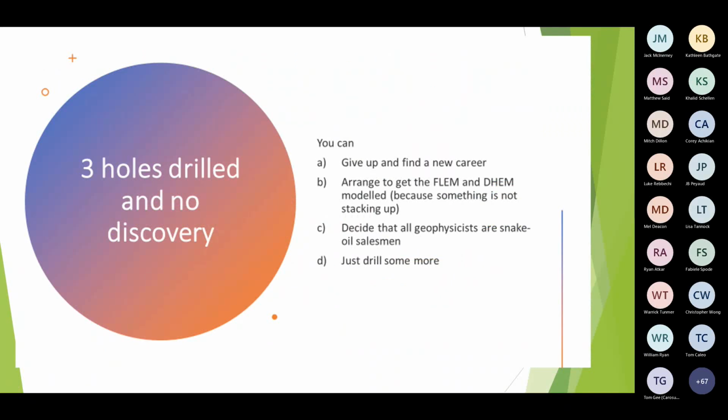Arrange to get the fixed loop EM and downhole EM modelled. Really, in this case, it was because the geophysicist on this project wasn't really an EM physicist, and so it wasn't easy for him just to smash out a quick model. So it's a case of people involved: technically an excellent geophysicist, but he would have had to farm it out to someone else, and short time frames and budget considerations meant it just didn't happen.